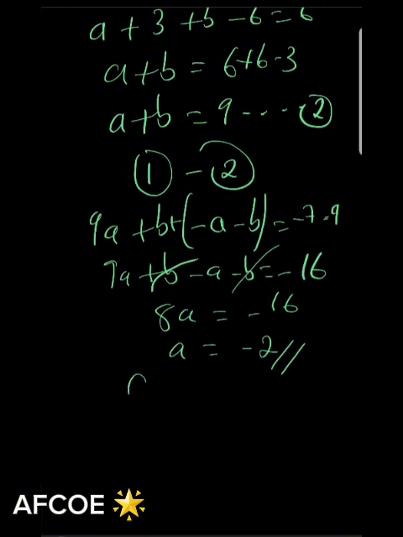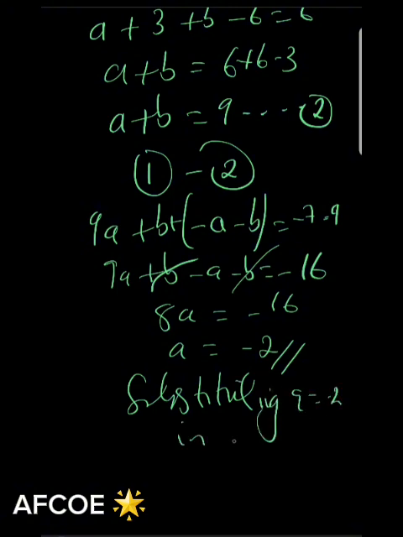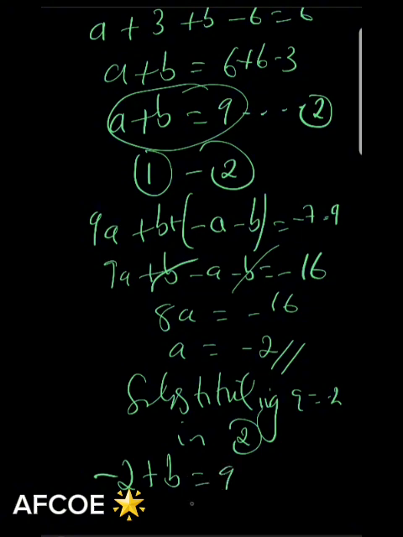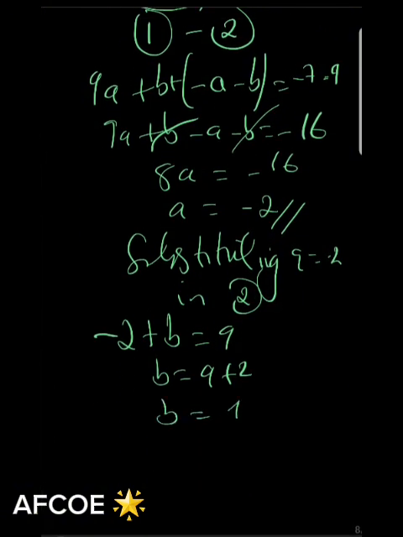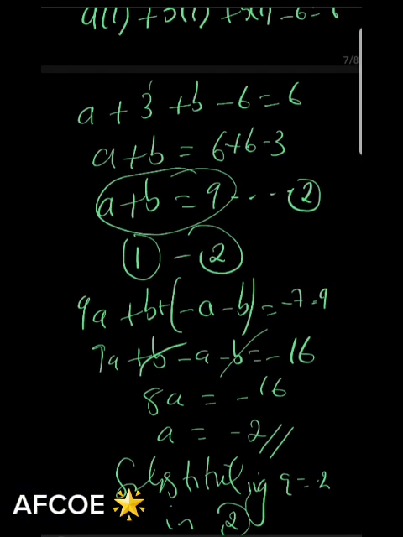I can then substitute a equals negative 2 in equation 2, which is the one that is easier to work with. So we now have negative 2 plus b equals 9. So b equals 9 plus 2. I've taken the 2 the other way, and b equals 11. So b equals 11, and that is for the 3 marks.